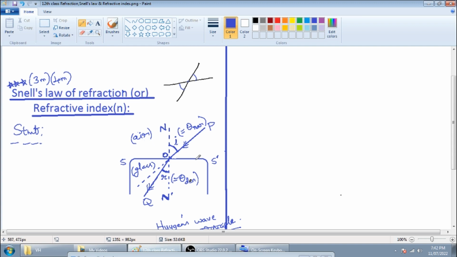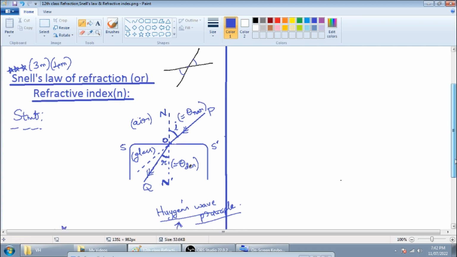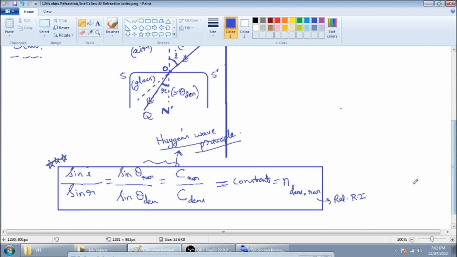Now why are air or vacuum both similar? The reason is very simple. It can be understood more clearly from this equation. When the rarer medium is taken as air or vacuum, the velocity of light in vacuum is 3 × 10⁸ meters per second. In air also it's almost the same, not much different. That's why air and vacuum are treated the same way.